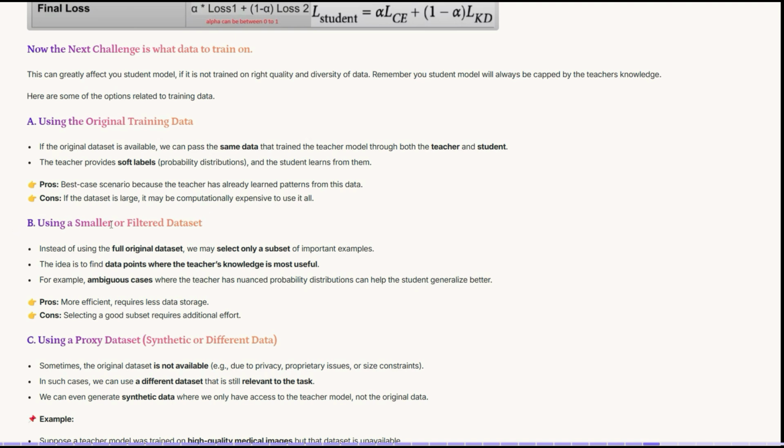B. Using a smaller or filtered data set. Instead of using the full original data set, we may select only a subset of important examples. The idea is to find data points where the teacher's knowledge is most useful. For example, ambiguous cases where the teacher has nuanced probability distributions can help the student generalize better. Pros: More efficient, requires less data storage. Cons: Selecting a good subset requires additional effort.